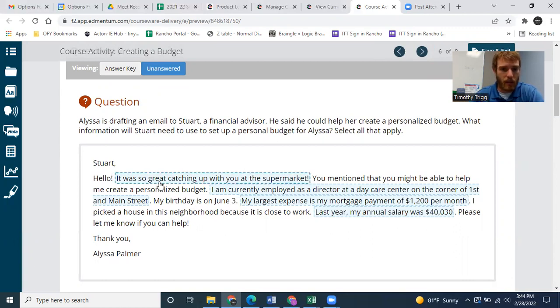So for example, it was great catching up with you at the supermarket. Now that's not important when creating a budget, right? That's not information that Stuart needs in order to help Alyssa create a budget. All right, hope you can see that. So 2 of these things that are highlighted, we want to click them, okay? That help 2 things that are important when creating a budget. So I want you to read through this and click on 2 of these statements that are important when creating a budget. It should be hopefully pretty common sense.